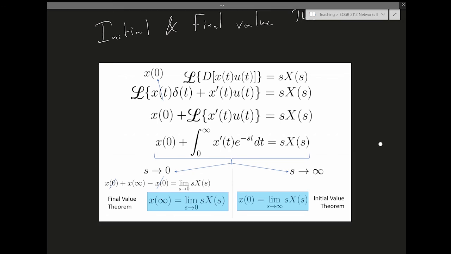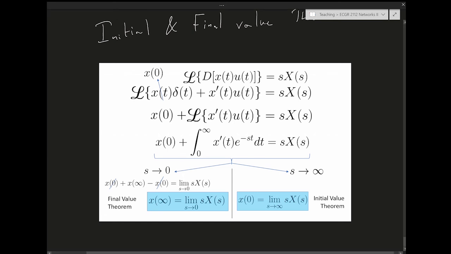So we start by taking a general signal x(t)u(t) and differentiating it. So d here means d by dt. That's just the differentiation operator. We know that if I take the Laplace transform of the differentiation of x(t)u(t), I end up with sX(s). This is the basic property of differentiation.